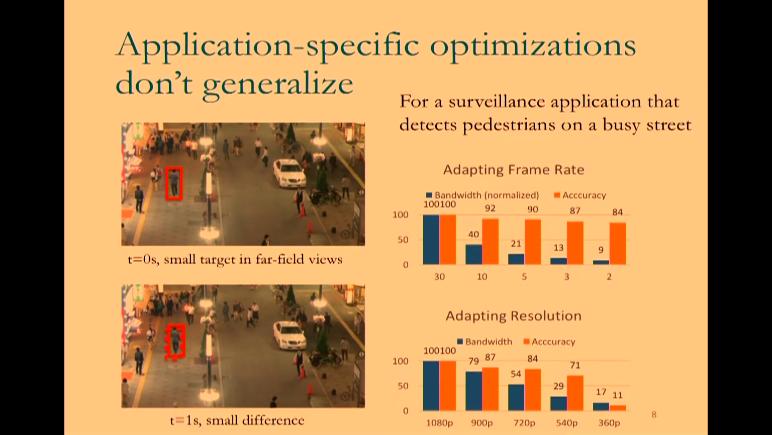However, if instead of changing the frame rate, the resolution is tuned from say 1080 pixels to say 360 pixels, one can see that the accuracy can deteriorate really fast, although the bandwidth usage also reduces. And this is because the target here is very small, and so the small differences make a big impact on the resolution. So for this application, adapting the frame rate seems to be the more optimal strategy.